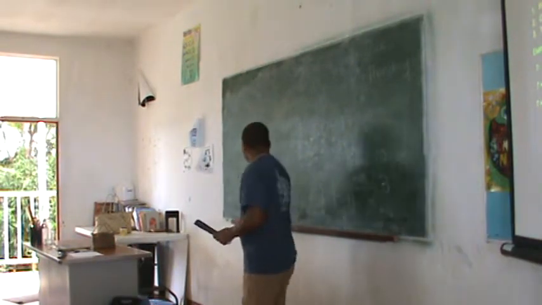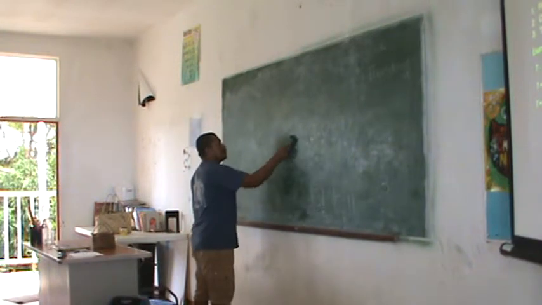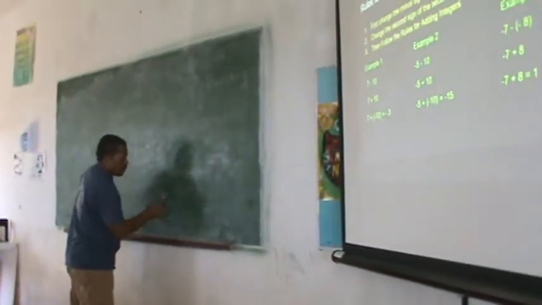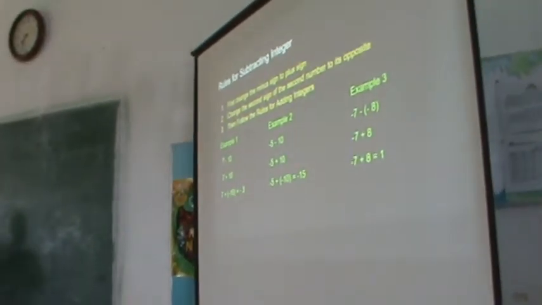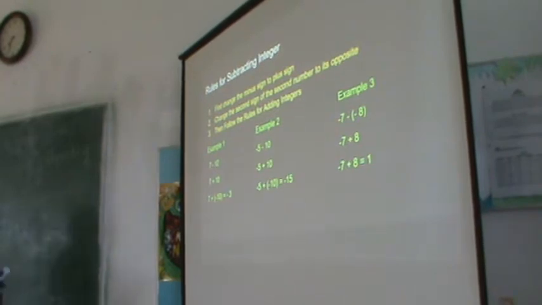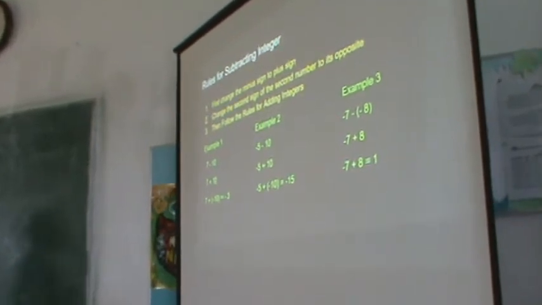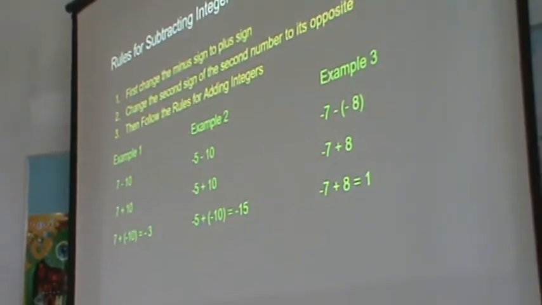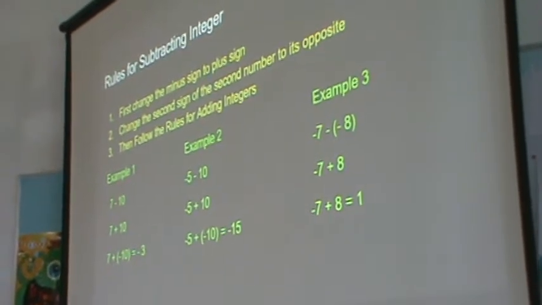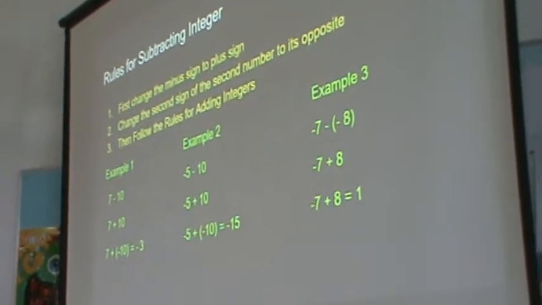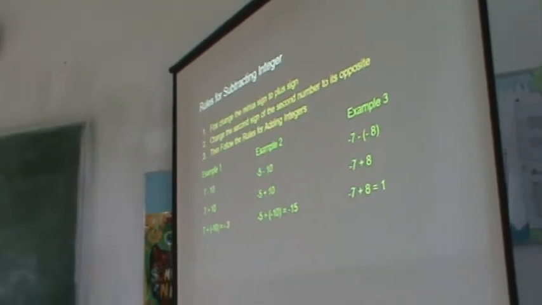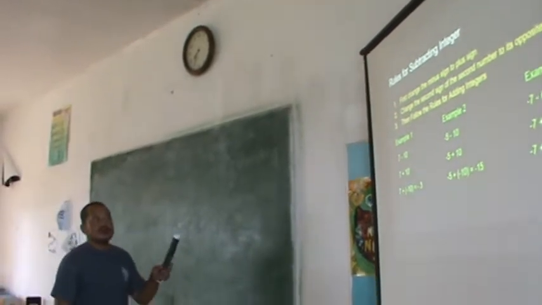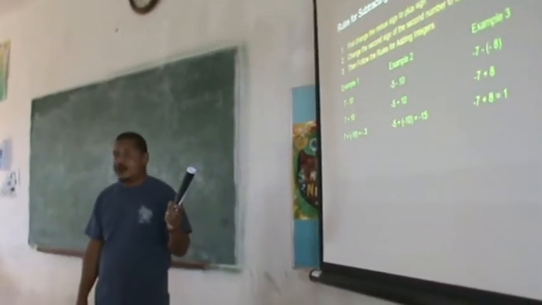But this one is a little bit confusing, so please pay attention to it. Rules for subtracting integers. There are 3 steps in the rule. First, change the minus sign to a plus sign. So when you're dealing with positive and negative numbers, always change the minus sign first. But if it's plus, leave it there and just follow the rules for adding.